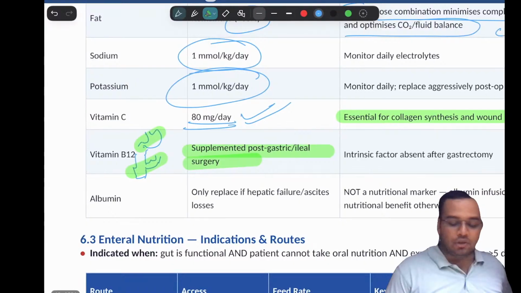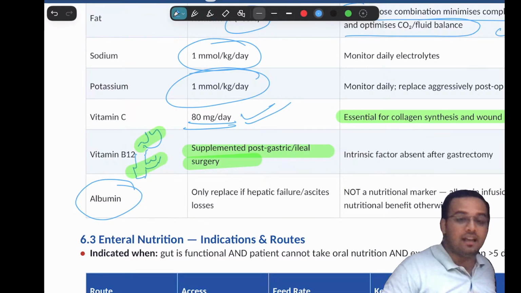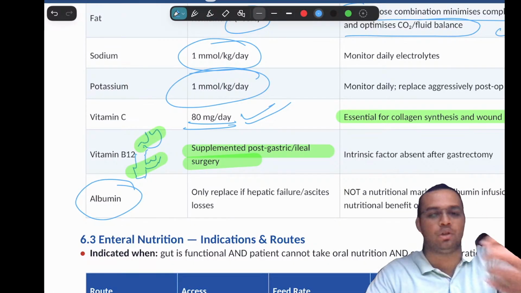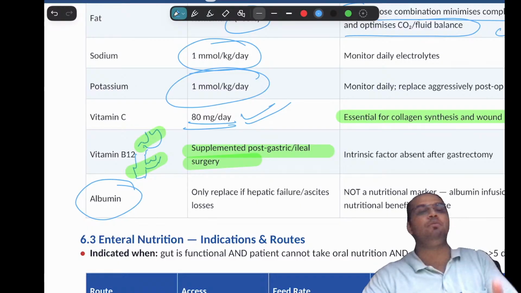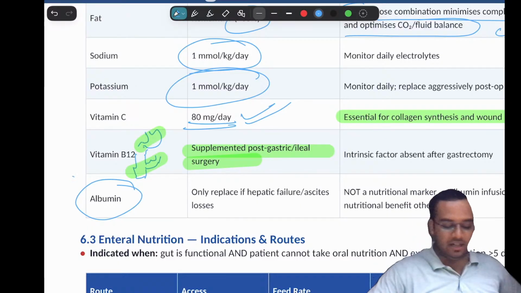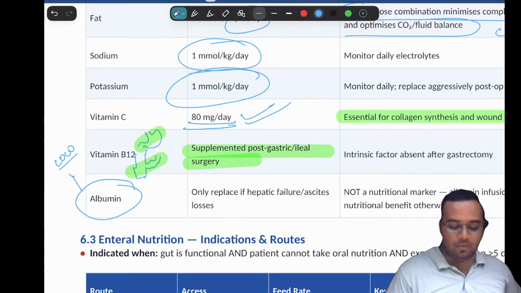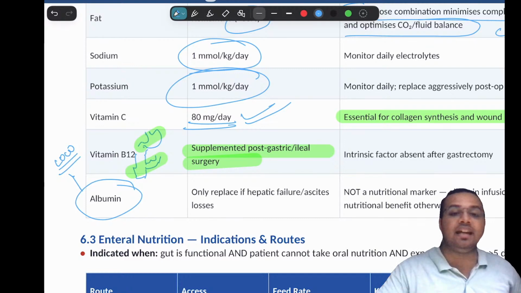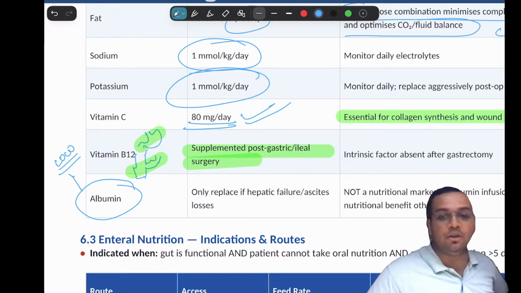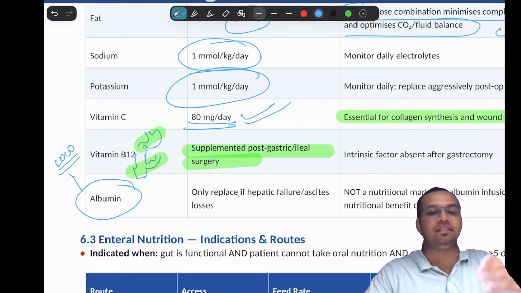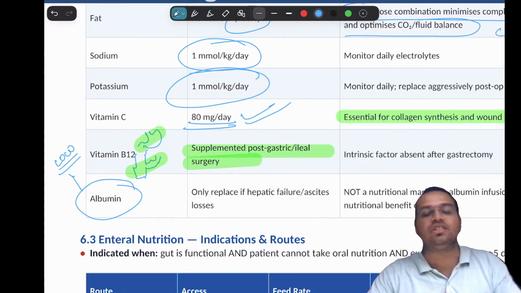And albumin, so what happens in many institutes is you do an albumin level post-operatively. Any albumin level done post-operatively is going to be low, because albumin is going to be diluted. Albumin is a negative acute phase reactant. What do you mean by acute phase reactants? So the proteins which are going to increase in the body in cases of inflammation.